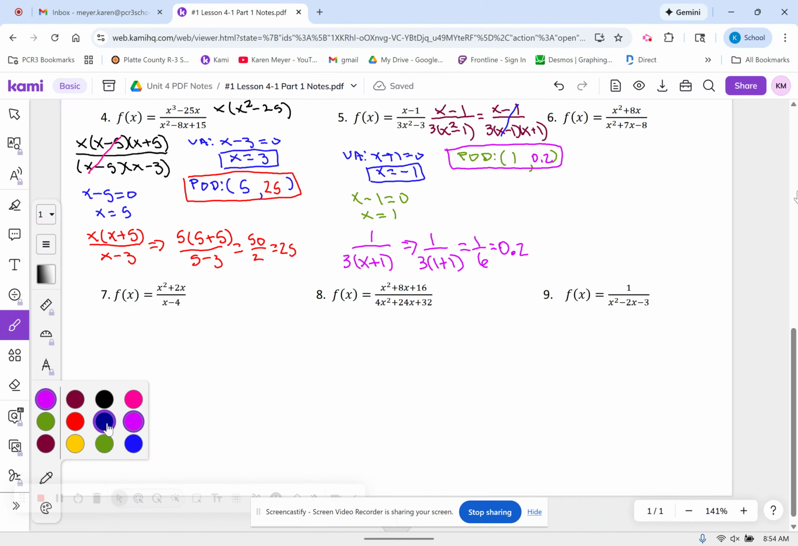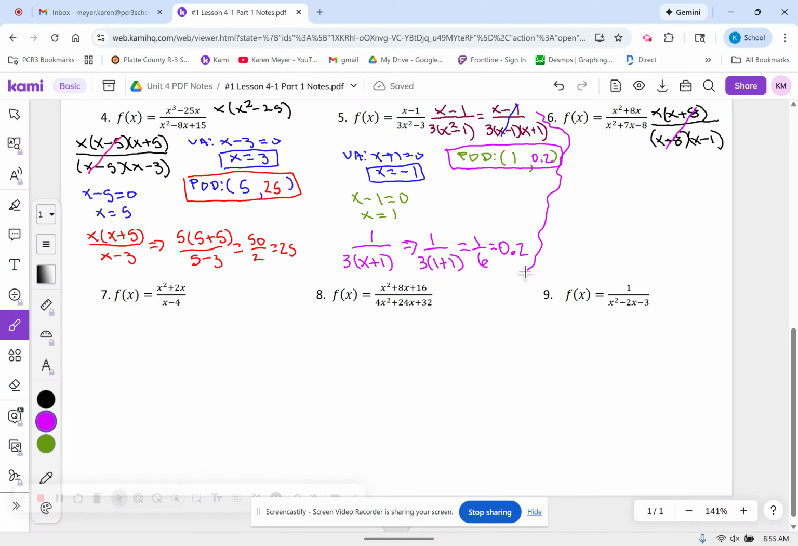Okay, next one. On the top, I can take out an x. So x parentheses x plus 8. On the bottom, I can fast factor what multiplies for negative 8 that adds for positive 7. That would be x plus 8 and x minus 1. And then x plus 8 cancels out, so I will have a POD. So I'll come back to that here in a little bit.